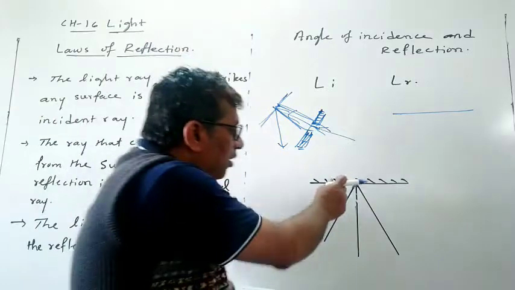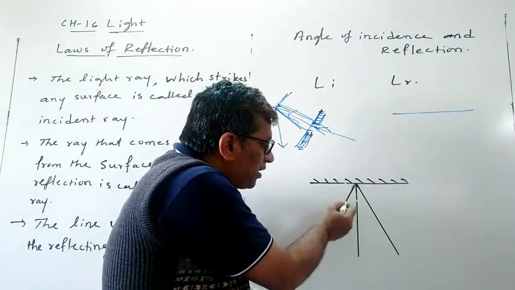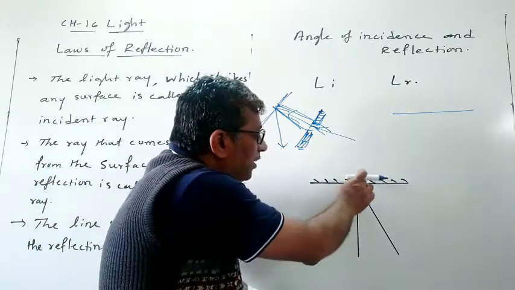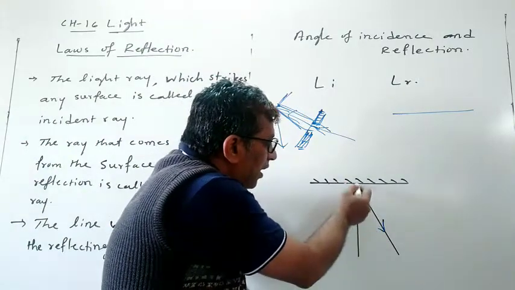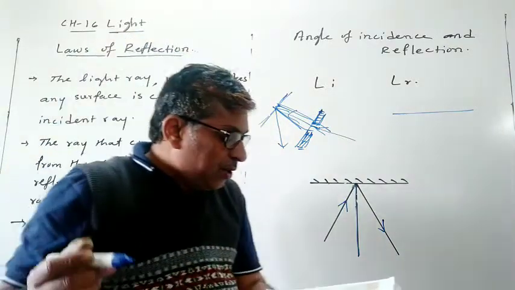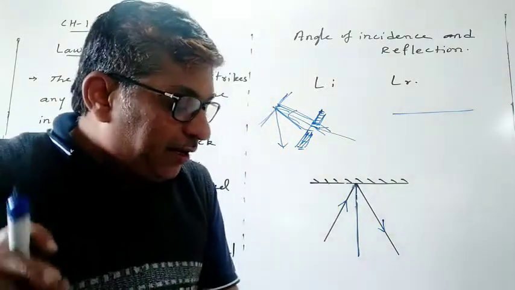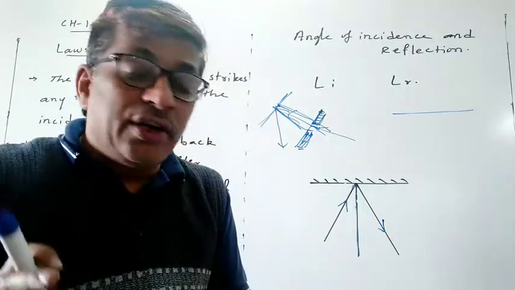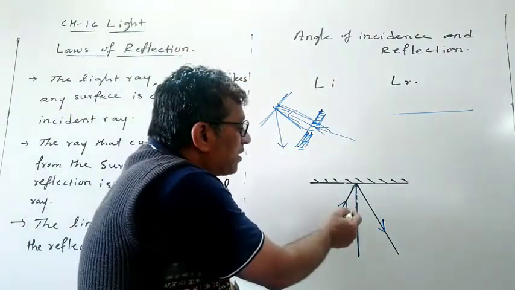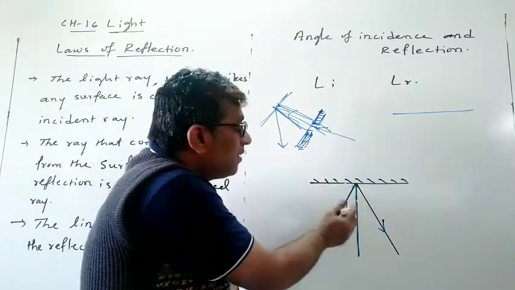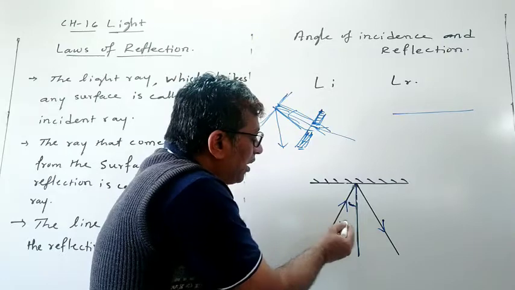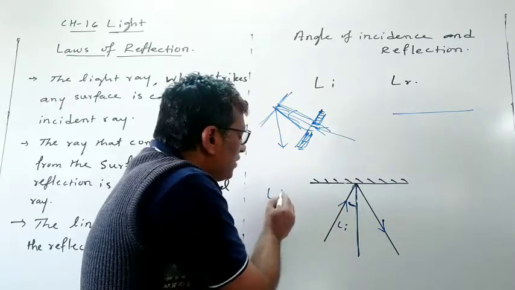For example, you take this one. This is the incident ray, here is the reflected ray, and this one is the normal. Got the idea now? The angle between the normal and the incident ray is called the angle of incidence. Not this angle, this angle is called angle i, or angle of incidence.